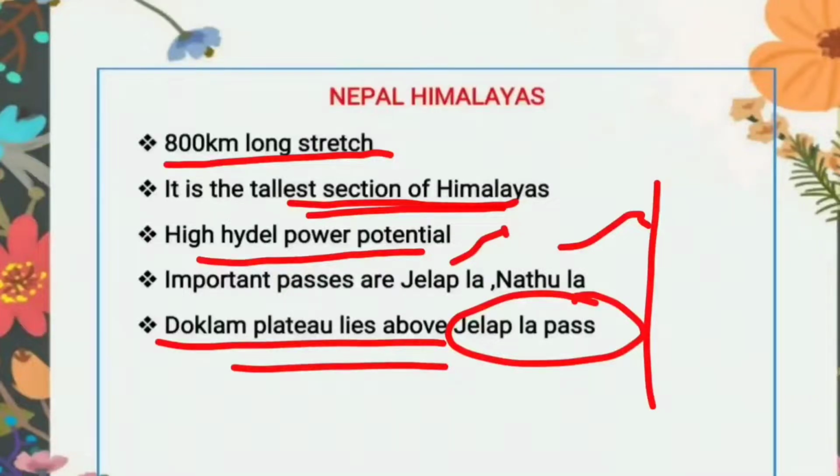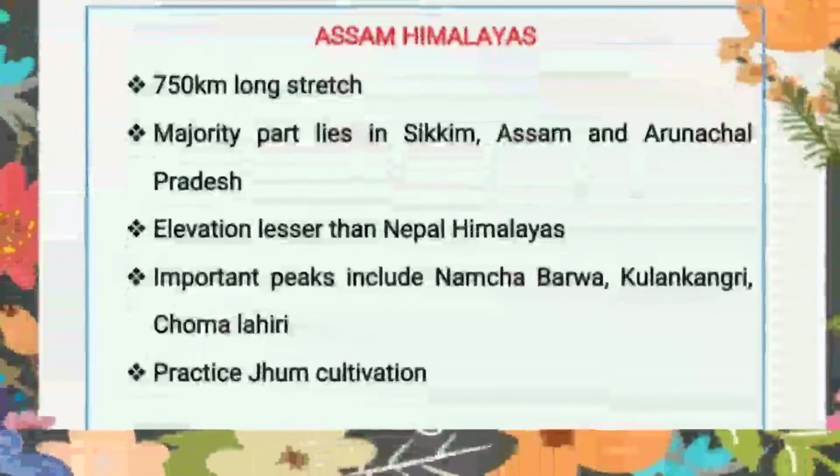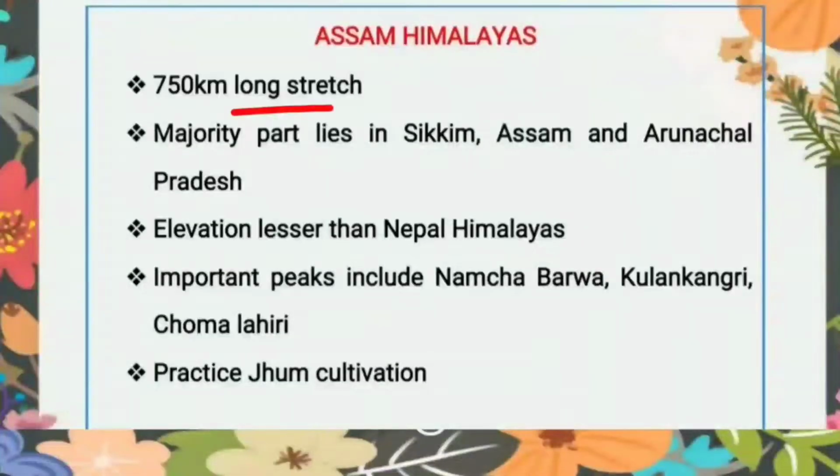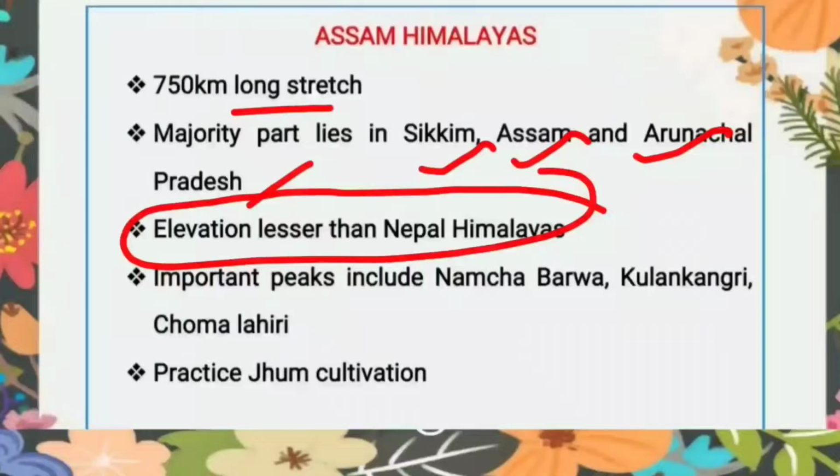Moving forward to the Assam Himalayas, their stretch is 750 kilometers long. The majority part lies in the area of Sikkim, Assam, and Arunachal Pradesh. Their elevation is lesser than the Nepal Himalayas. We all are aware that Nepal Himalayas are the highest of all Himalayas. Their elevation is higher than all. That is why they are home to the highest peaks of the world, and that is why the elevation of the Nepal Himalayas is greater than that of the Assam Himalayas as well.